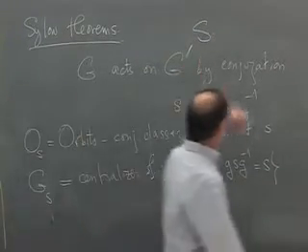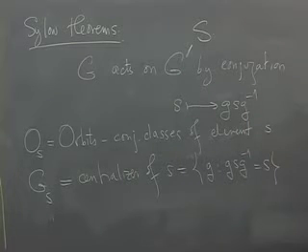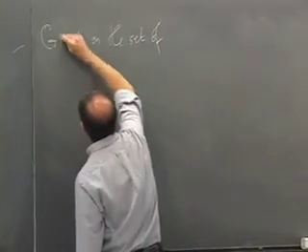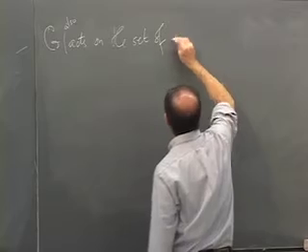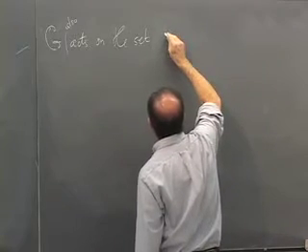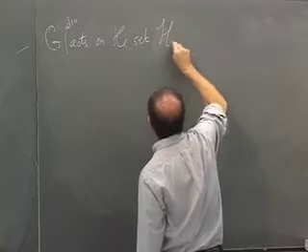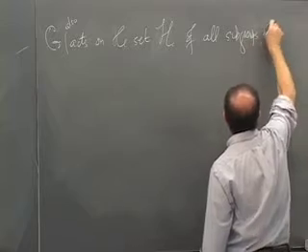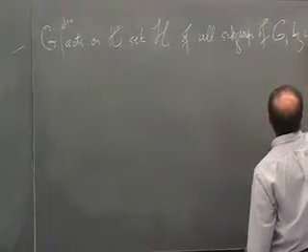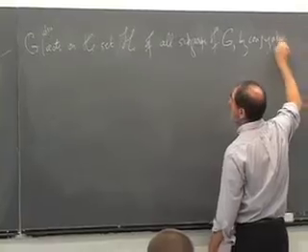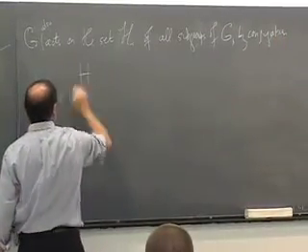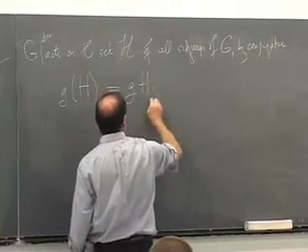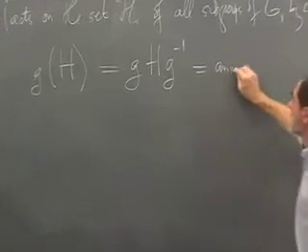Now, it doesn't just act on G. It acts on subsets. G acts also, because this is a different action, on the set, let's call it H, of all subgroups of G by conjugation. So if I have a subgroup H, and I want to know what G does to it, it takes it to the subgroup g H g inverse, which is another subgroup.